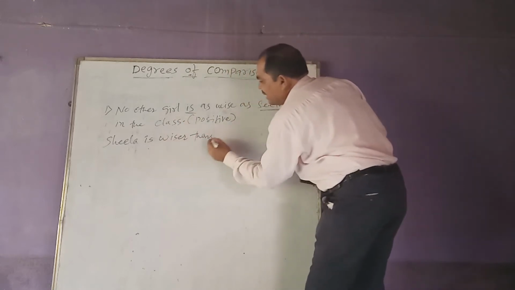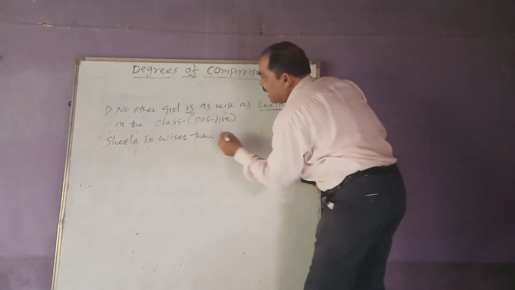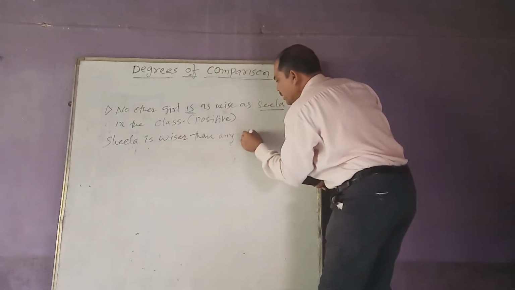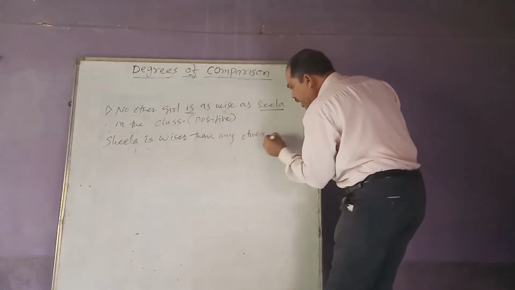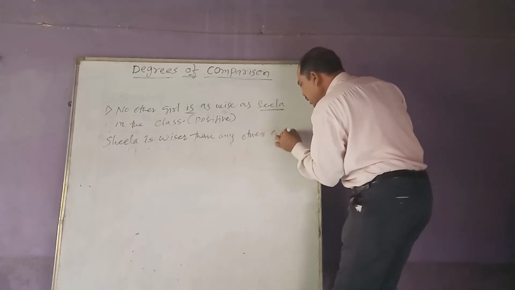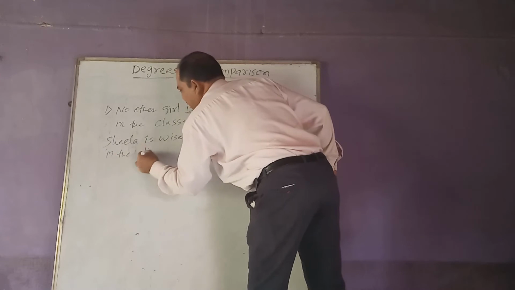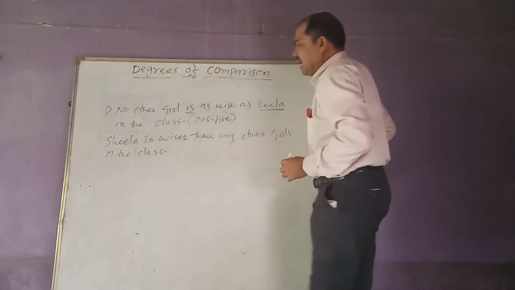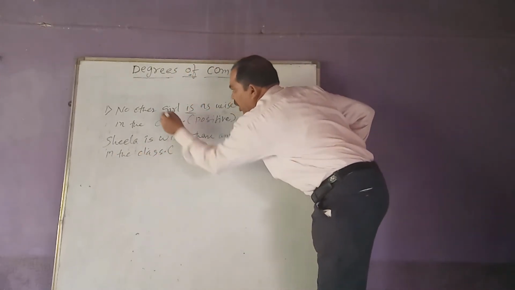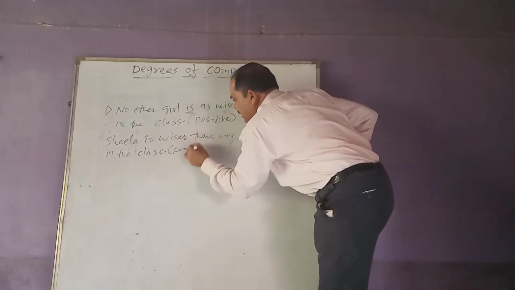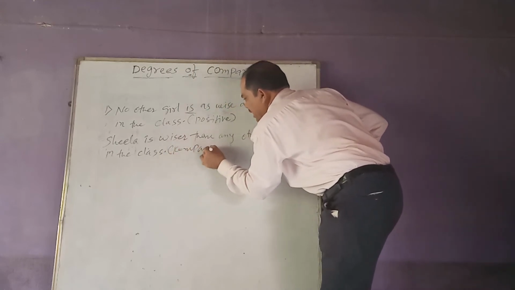Sila is wiser than any other girls in the class. So this is the comparative degree of the first one, which is given as a positive degree. It is a comparative degree.